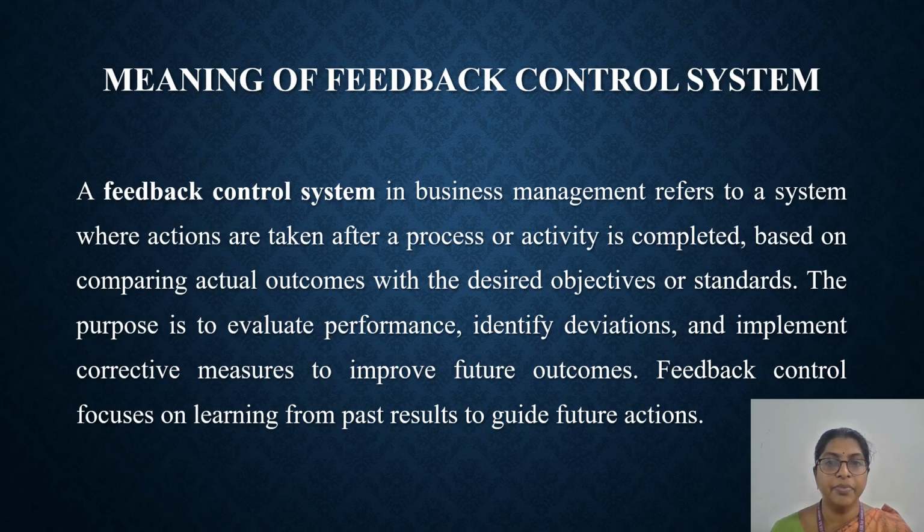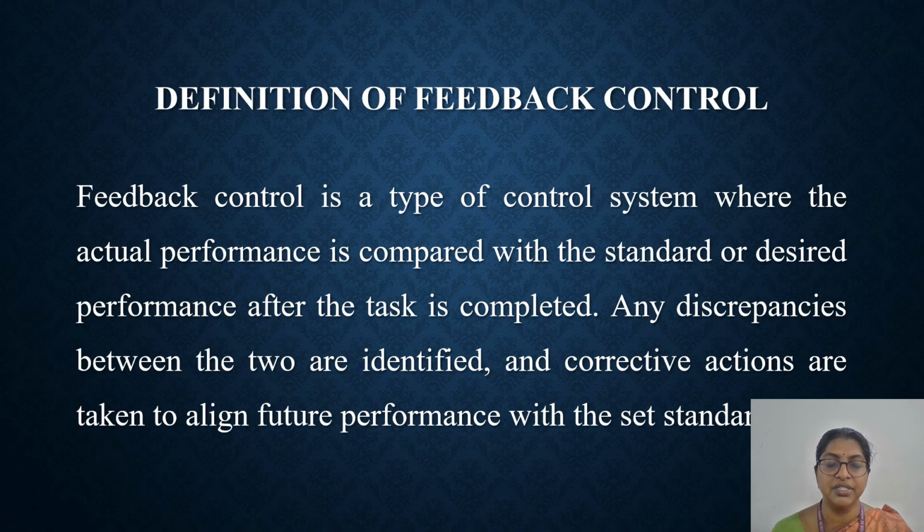Next one is what is the meaning? So a feedback control system in business management refers to a system where actions are taken after a process or activity is completed, based on comparing the actual outcome with the desired objectives or standards. The purpose is to evaluate the performance, identify the deviation, and implement corrective measures to improve future outcomes. So feedback control focuses on learning from past results to guide future actions.